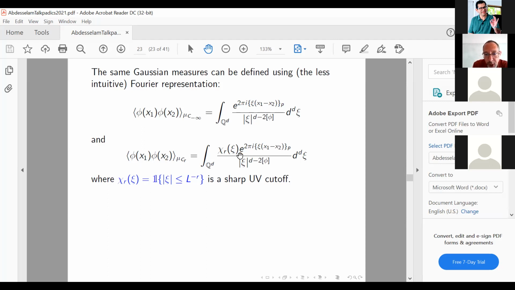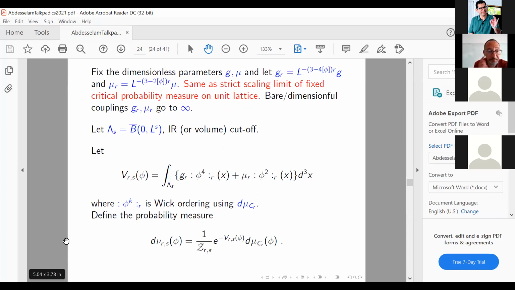Here I just put a sharp cutoff function, an indicator, which kills momenta which are larger than L to the minus R. R is going to go to minus infinity, so this is going to become bigger and bigger in momentum space. Now, fix what are called dimensionless parameters, G and mu, and I'm going to define them scale dependent. So this is where renormalization enters in. The coupling constant is a function of R, which is the UV cutoff, with precisely this dependence.